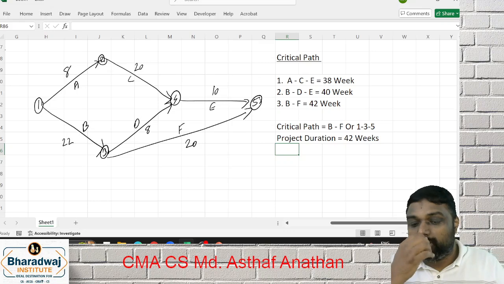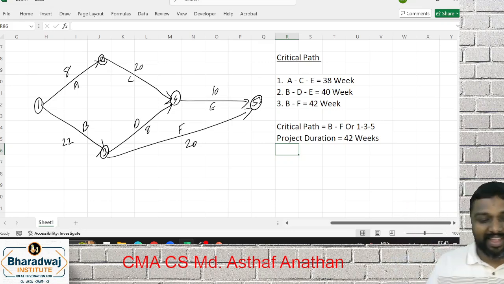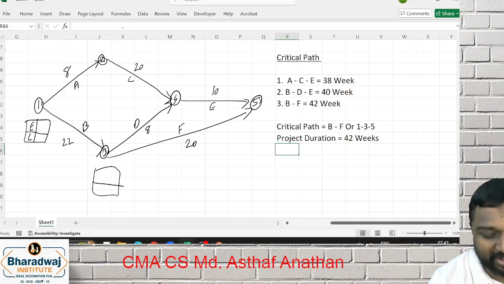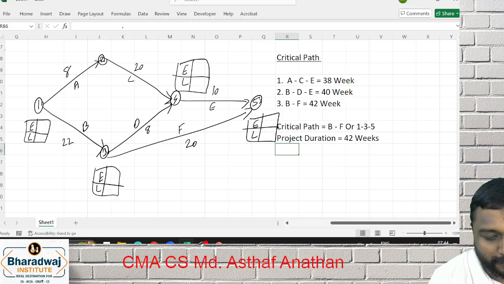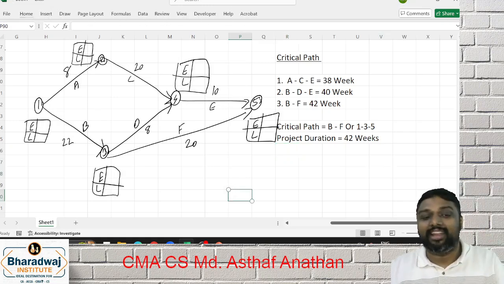If you want to go for the float, we have to get the E value and L value. So since it's a previous year question, I request you to complete it yourself. You can just pause the video and try. All the best. So let's see how many of your answers are correct.